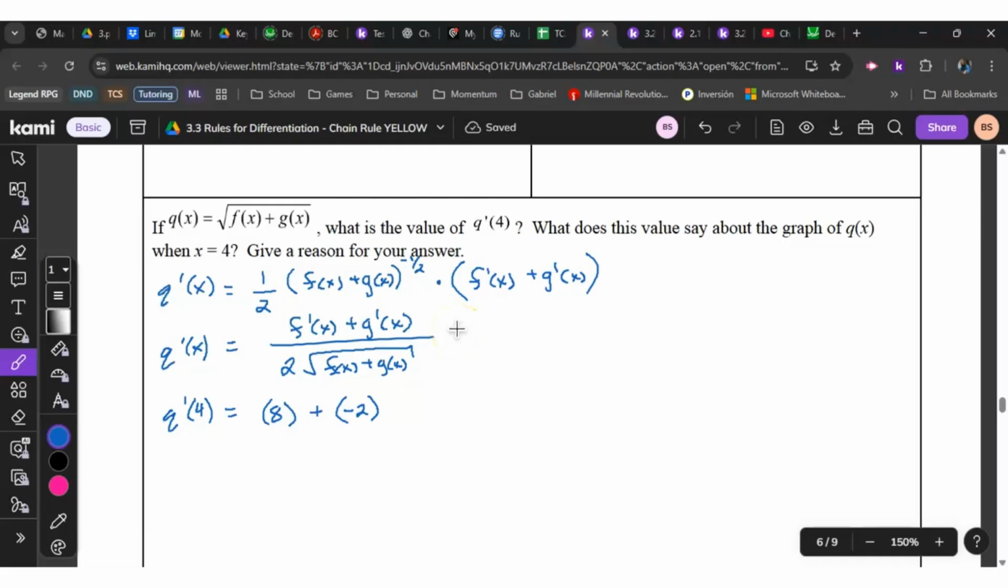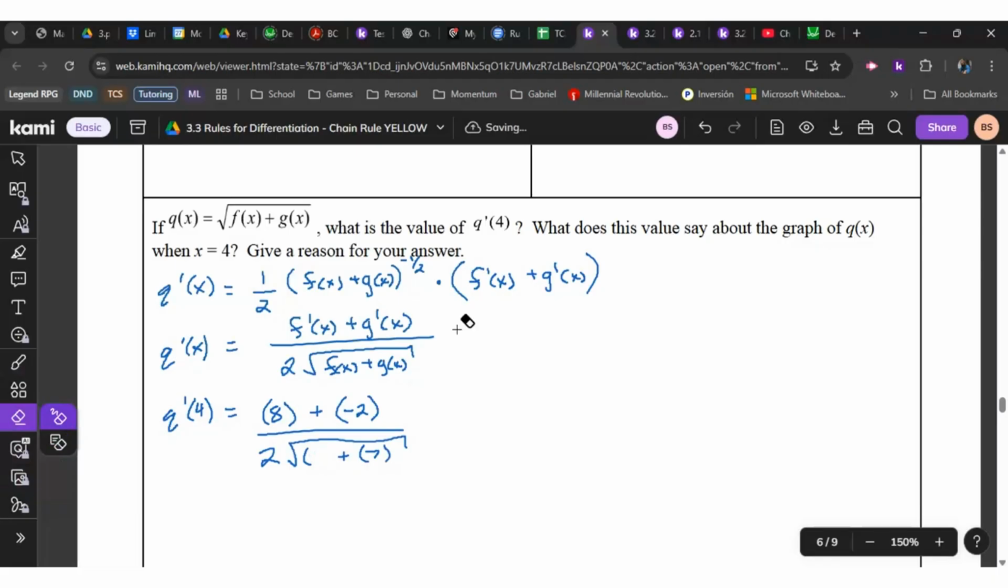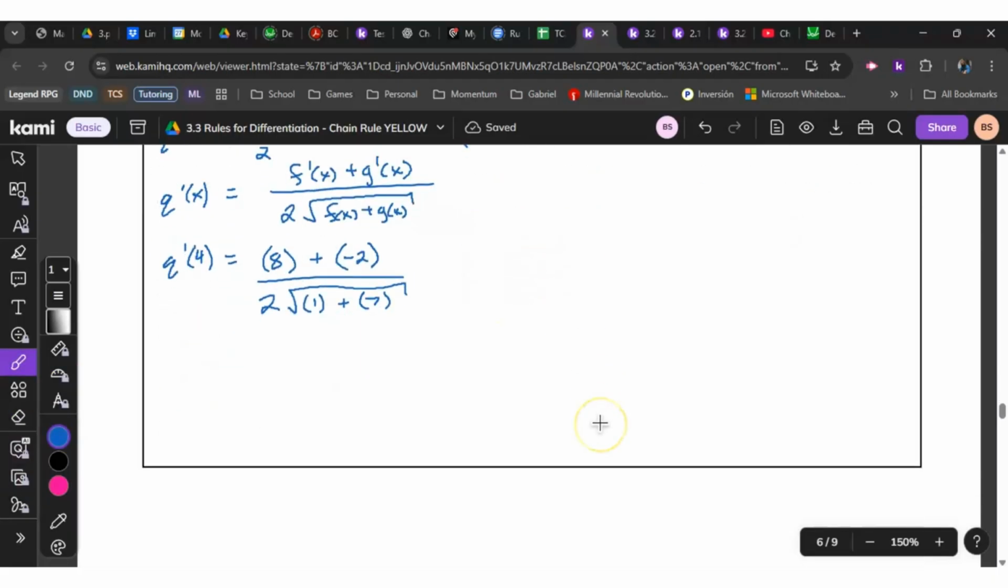Okay, good. Over 2 times the square root of, what's f of 4? 1. Plus g of 4. 7. Sorry, it's just an ugly 1. There we go. Then we can simplify that, of course. So 8 plus negative 2 is 6. This is going to be 6 over 2 times the square root of 8.